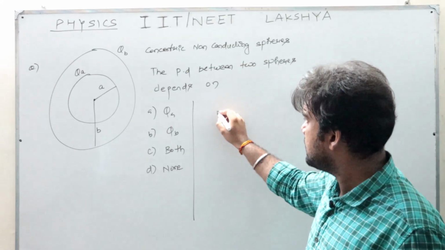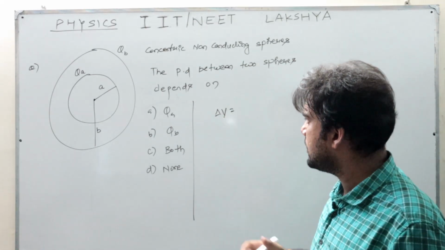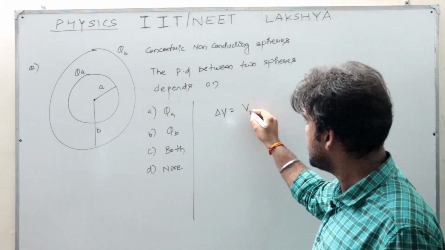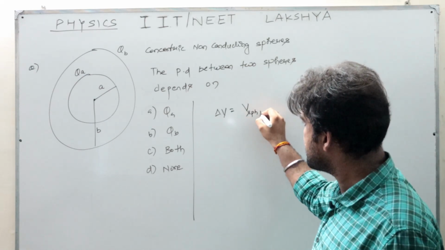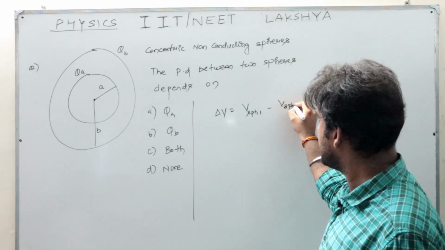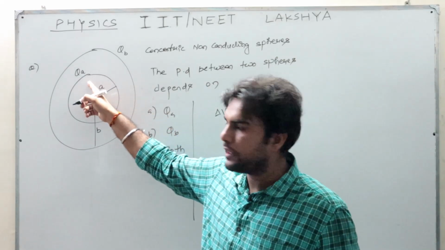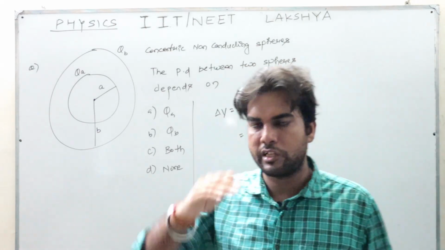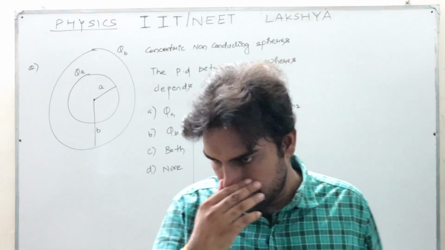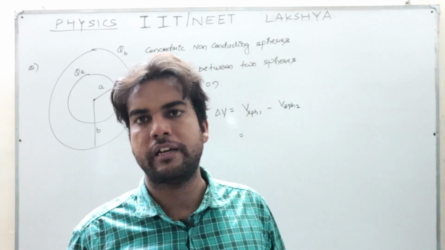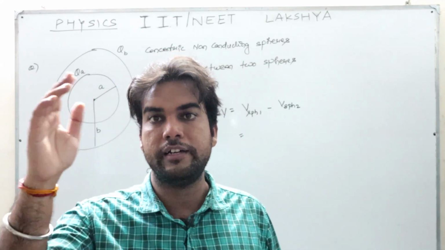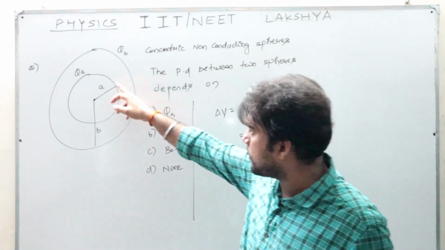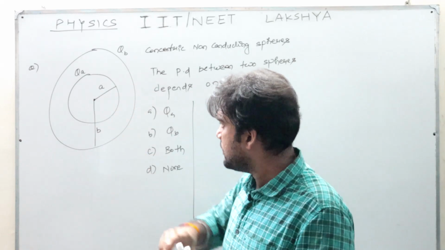Your change in potential, let me write like this: sphere 1 minus sphere 2. Sphere 1 I am taking as the smaller sphere, sphere 2 as the larger sphere. Here potential on the sphere means potential on its surface. When they write potential on the sphere, what they mean is potential on its surface. So what is the potential on the surface of sphere 1 at this point?